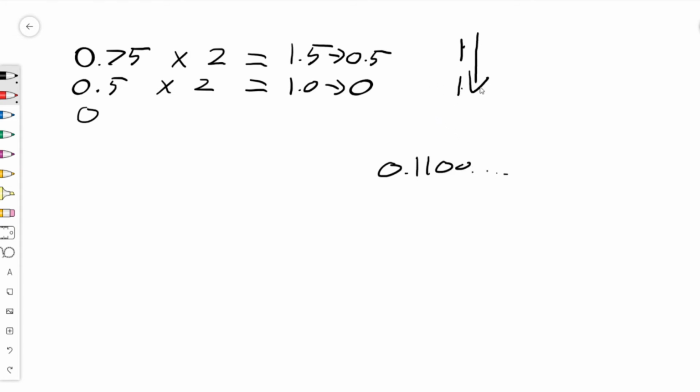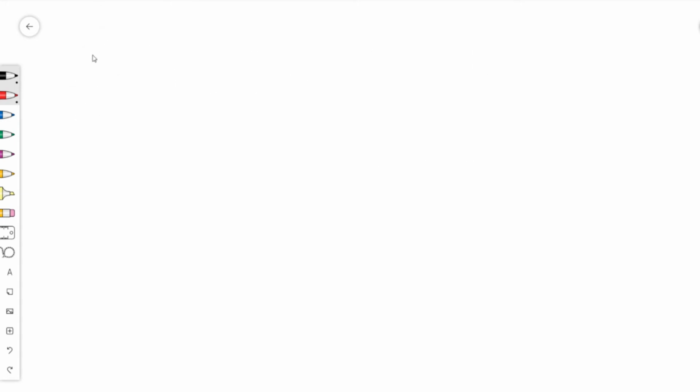Let's try it with a different number. Next we're going to use the number 0.625. Try and follow along with me on this one and see if you can figure it out for yourself. First of all, we're going to multiply it by 2. 0.625 multiplied by 2 is 1.25. Our leftmost number here is a 1. So we're going to take that 1, remove it from here to leave 0.25.